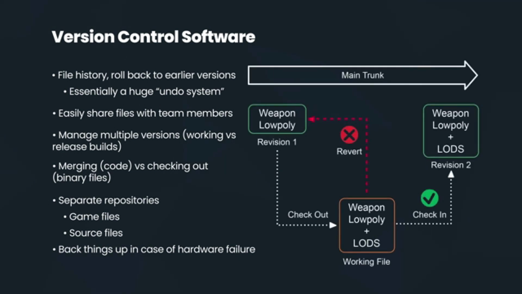Version control, also called source or revision control, is a complicated subject, but we can sum it up into two big functions. It remembers the history of our files. If we mess something up, we can always get an earlier version back again. It's essentially a very comprehensive undo system. It also helps us share files and changes between team members.